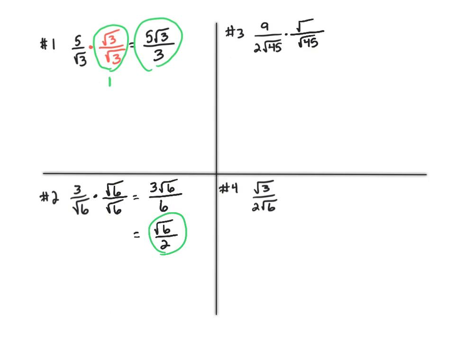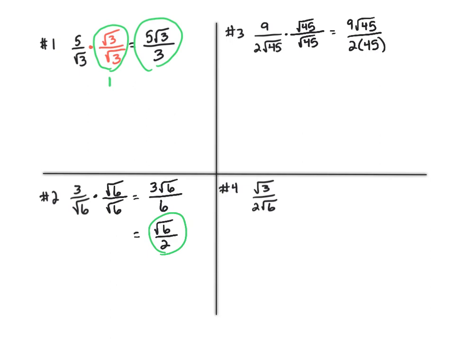So I'm going to multiply by root 45 on the numerator and denominator, which gives me 9 square roots of 45 over 2 still there. Root 45 times root 45 is 45.